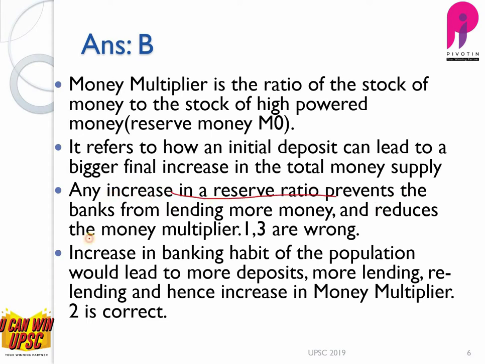And any increase in the reserve ratio prevents the banks from lending more money, because whenever I deposit 100 rupees, banks will not lend the entire 100 rupees. They have to park some amount as reserves. Let us take the case as 10%. If the reserve ratio is 10%, banks must keep 10% aside for reserves and they can lend only 90 rupees. So if reserve increases, then money multiplier will decrease.